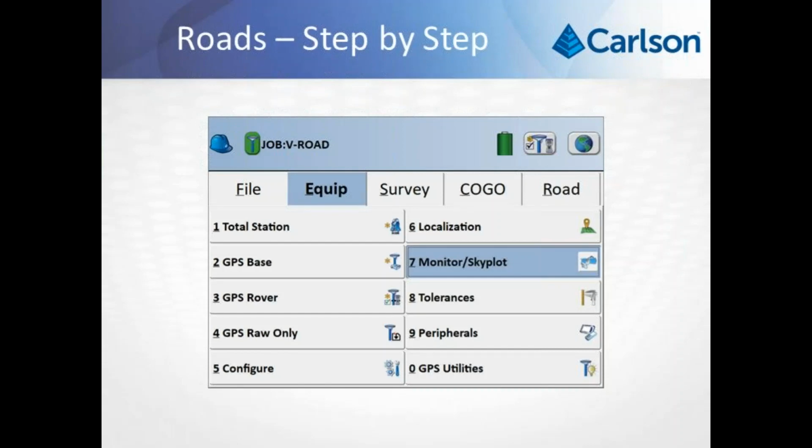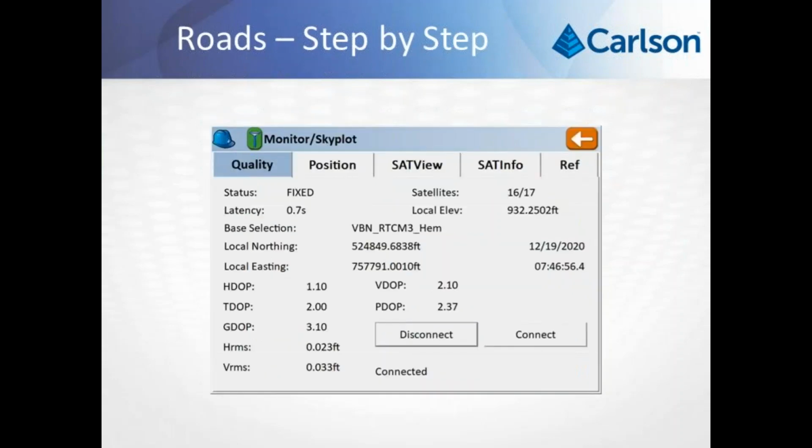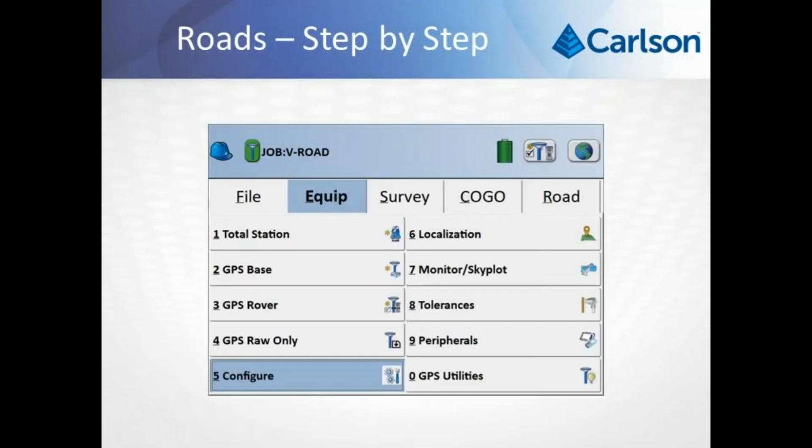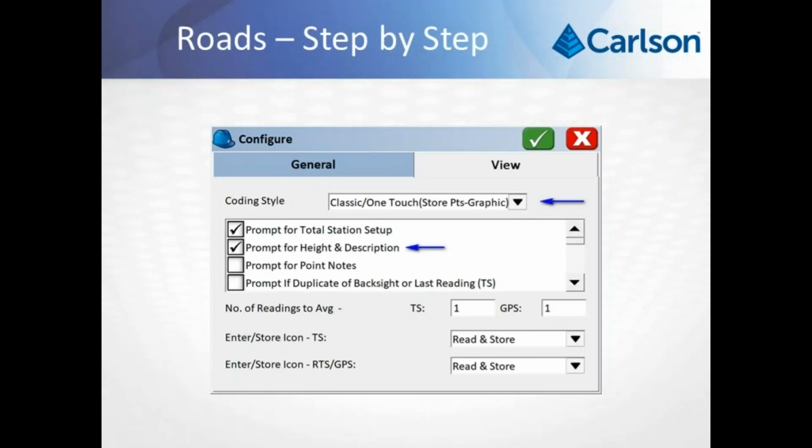So for that, I usually go into the equipment tab, go into monitor SkyPlot, check for fixed solutions, and make sure that yes, in fact, you do have a fixed solution. So now that we've got a fixed solution, we'll also take a look at some of the configuration settings. So underneath the equipment tab for button number 5 for configure, we're going to go ahead and take a look at some things that I like to do.